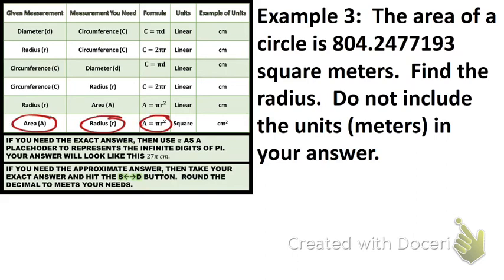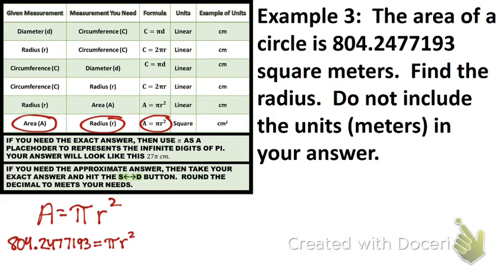So we're going to use this formula here. We have area equals pi times radius squared. And they gave us the area, so we're going to replace the A with the number, and we're going to leave the r in the formula. That's the variable that we're going to solve for. So A is 804.2477193, and that equals pi times radius squared.